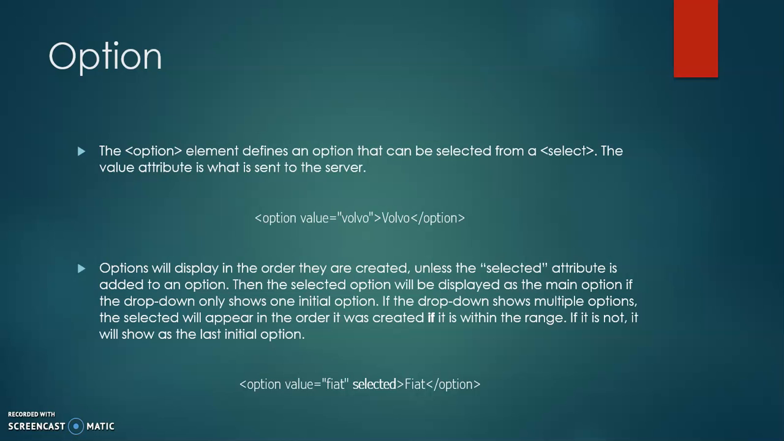Options will display in the order they are created unless the selected attribute is added to an option. Then the selected option will be displayed as the main option if the drop-down only shows one initial option. If the drop-down shows multiple options, the selected will appear in the order it was created if it was within the range. If it is not, it will be shown as the last initial option. An example below is option value equals fiat with selected.